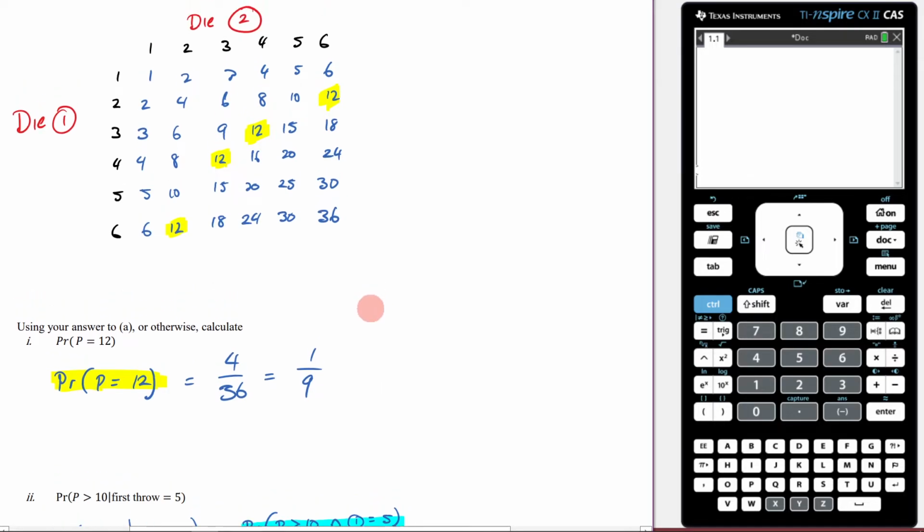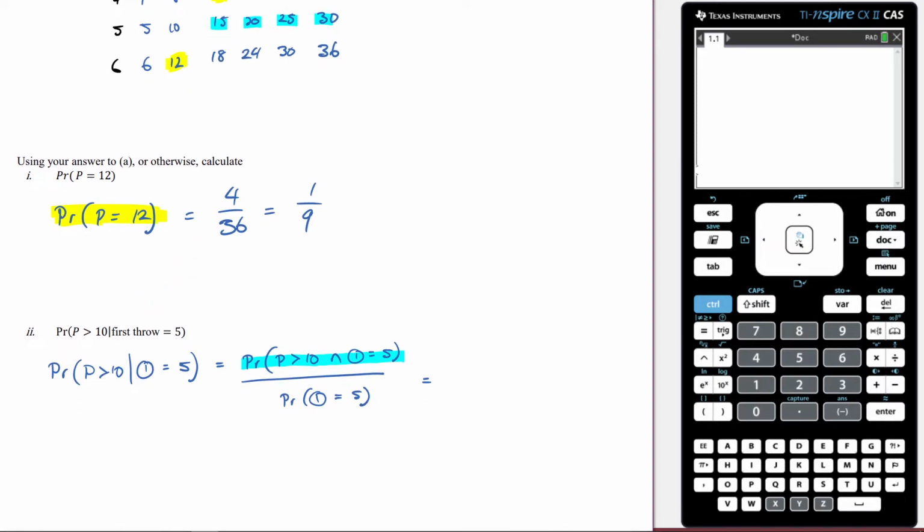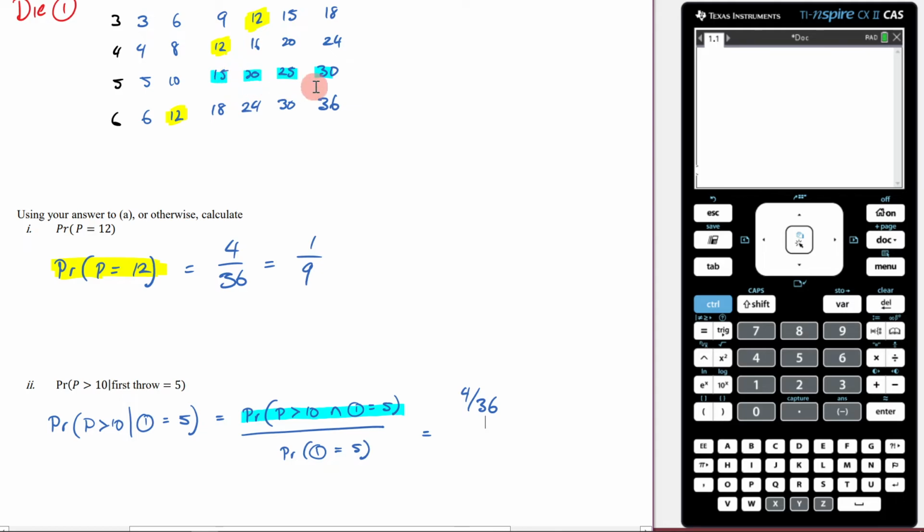Well, my first throw has to be equal to 5. So that means I'm looking at this 5 here. How many of these options are greater than 10? Now take note, one of my answers can't be 10 because 10 isn't greater than 10. 10 is equal to 10. 15, 20, 25, 30. So that means 4 out of the 36 options is going to be that probability. So it's 4 out of 36. So it's really important that makes sense there. It's 4 out of 36. There are 4 options there, and this is out of the total amount.